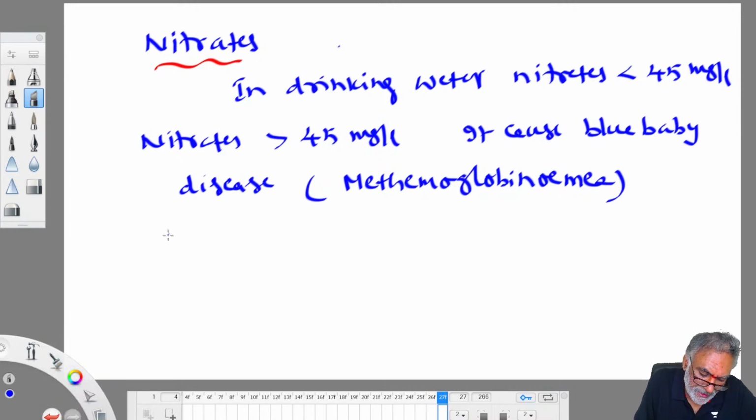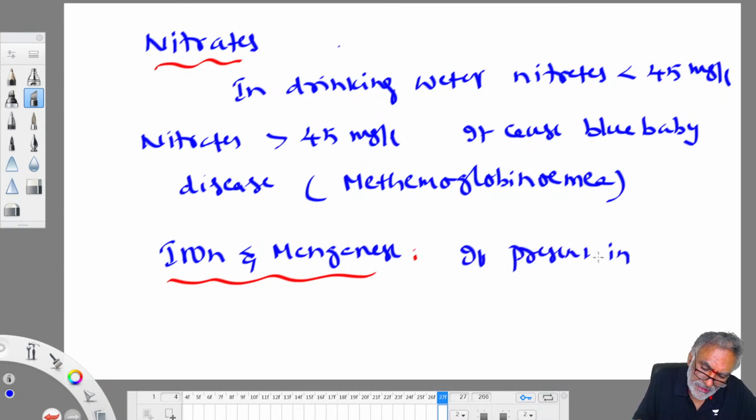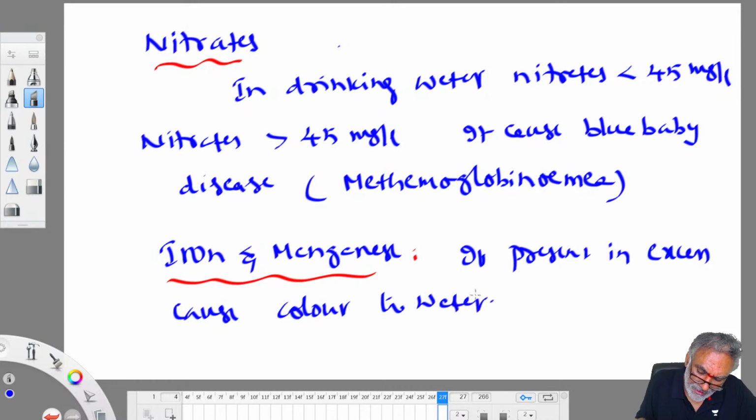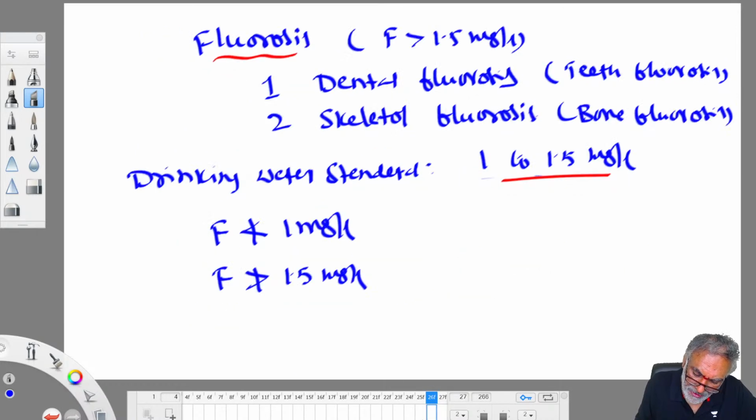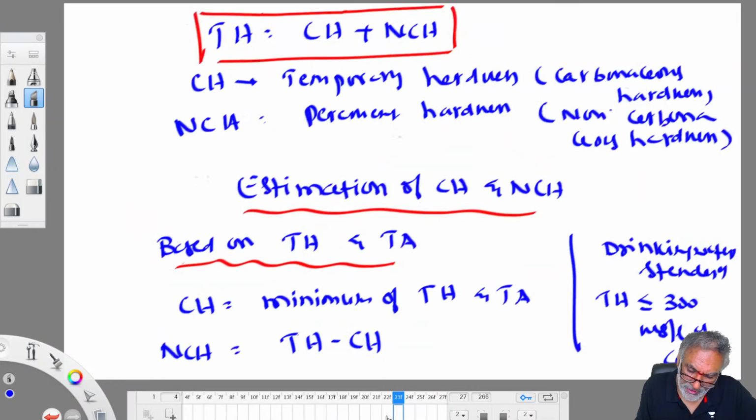In chemical water quality, iron and manganese, if present in excess concentration, cause color to water. So therefore they should be within the limits. One more point there, total hardness, total alkalinity.